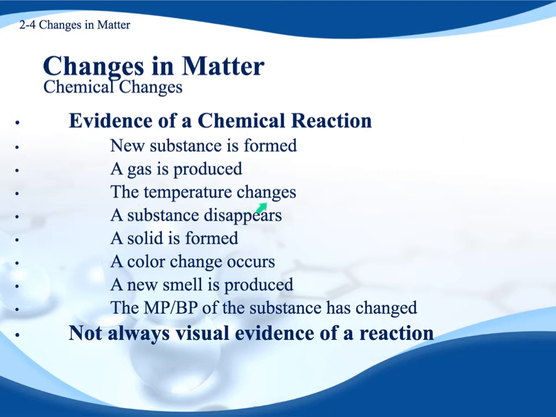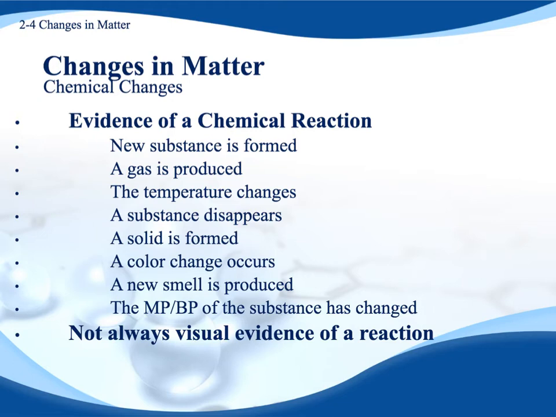You mix two things together, it gets hot or cold. This is how hot packs and cold packs work. Those instant hot packs and cold packs, same idea. A substance disappears. You mix two things together and one of them starts going away. A solid is formed. So you mix two things together and suddenly there's a solid. A color change occurs. It's not the same color it was before. A new smell is produced. Again, that's evidence that this is chemically different. And a good one is the melting point and boiling point of the substance has changed. Okay, that is a real indication that this is no longer the same substance.